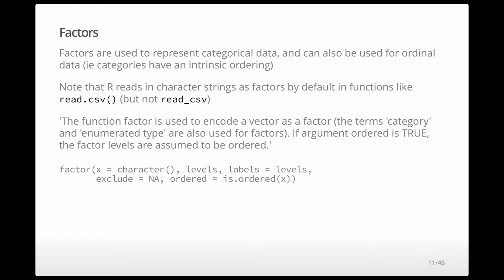Okay, read underscore CSV does not do this by default. It will not change your stuff into factors. You have to do that on your own. That's why the factors command is here. So, most important things, I would say, obviously X, the thing you put in there, and second, the levels you specify.